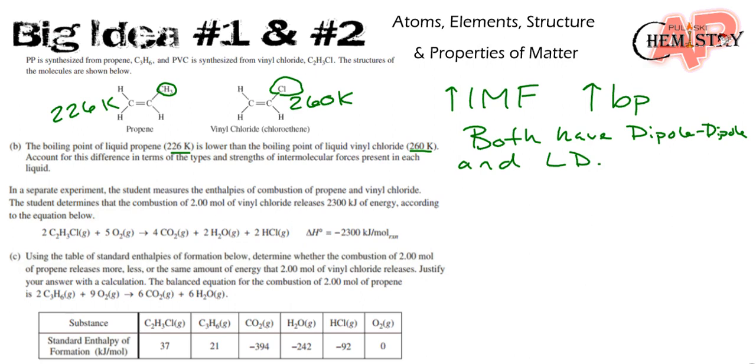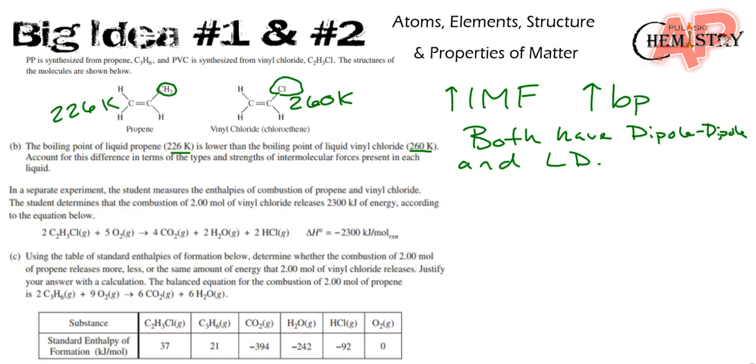I'd be very specific. Okay? And if you feel like, well, I'm just kind of being generic in general, it doesn't have to be that mind-blowing. You're just showing that you understand what IMFs are. Listen to the final sentence. The intermolecular attraction are stronger in vinyl chloride, which results in having the higher boiling point. Right?